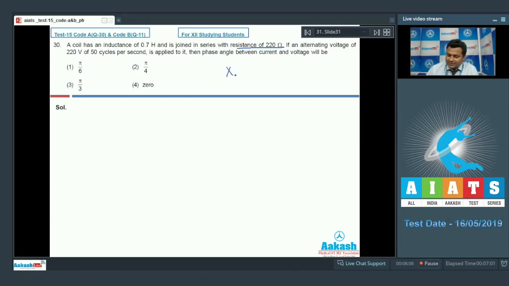Now we know very well XL is given by omega L. Omega is what? 2 pi into f multiplied by L. Things are given. 2 pi is 22 by 7, frequency, that is 50, into L, 0.7. When we solve, we get this XL as 220 ohm.